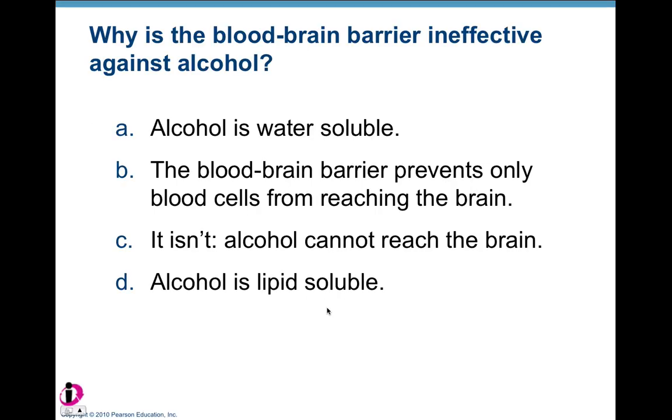So we're going to just ask a couple questions, and then we're going to move on to the peripheral nervous system next lecture. So why is the blood-brain barrier ineffective against alcohol? Well, it's because alcohol is lipid soluble. So alcohol will easily pass through the cell membrane of the astrocytes, and that, as well as anesthetics, can pass through without having to go between the cell membranes.